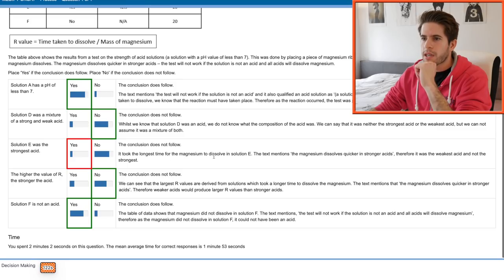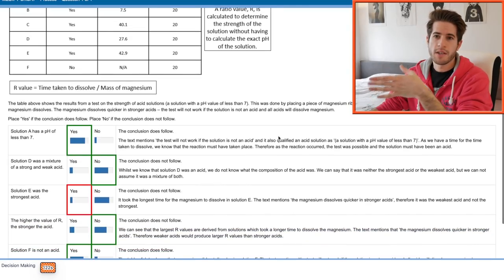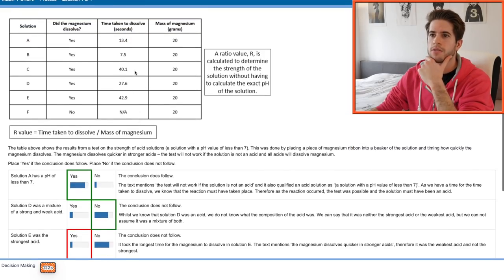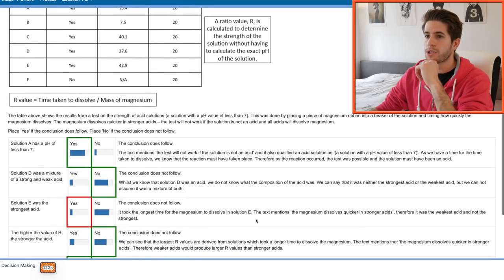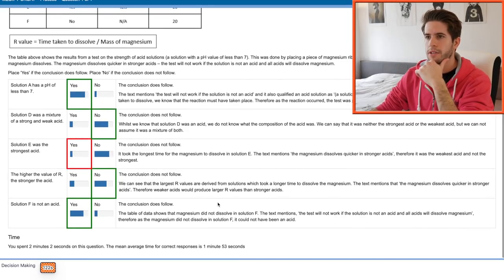It took the longest time for the magnesium to dissolve in solution E. The magnesium dissolves quicker in stronger acids. Okay. So I assumed that the strongest acid had the lowest pH as calculated by this thing, but it does say here the magnesium dissolves quicker in stronger acids. So the quickest acid to dissolve would be the strongest one, which is not E. So that's wrong. But 4 out of 5, I'll take it on these questions.